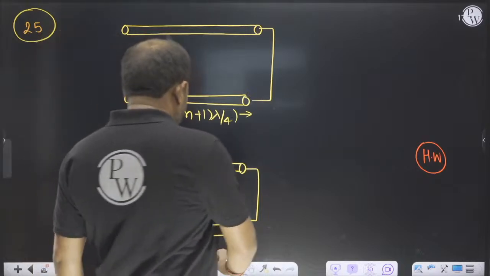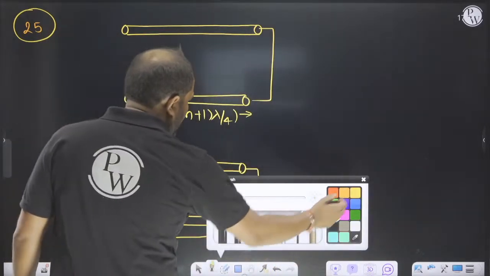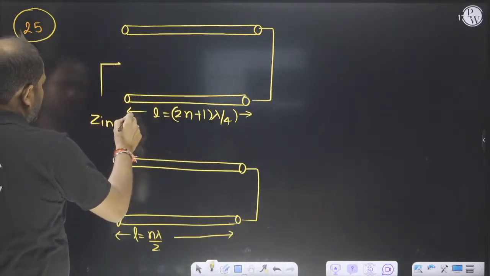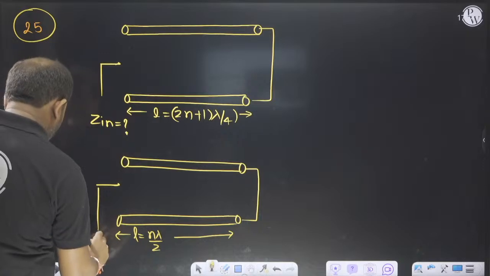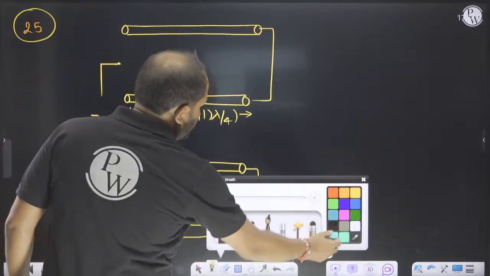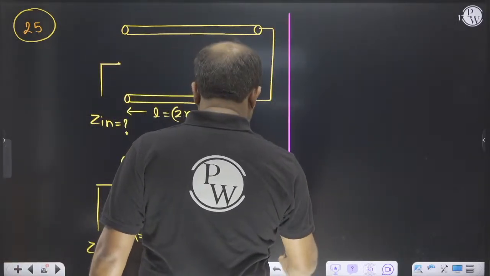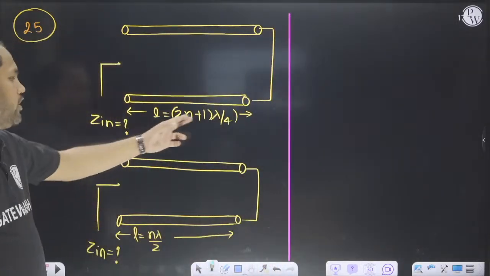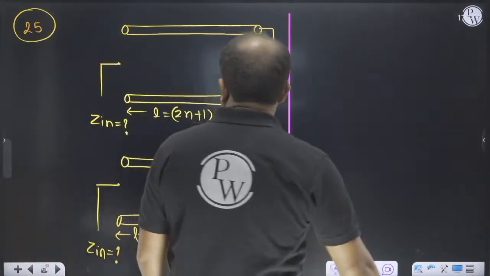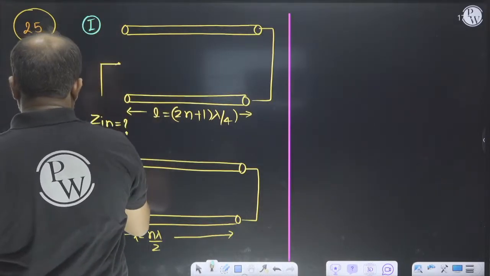In this question, they have asked Zn. Zn is equal to what? So here length is how much? Sir, length is odd multiple of lambda by 4 and integer multiple of lambda by 2. So first case, this is case 1 and this is case 2.